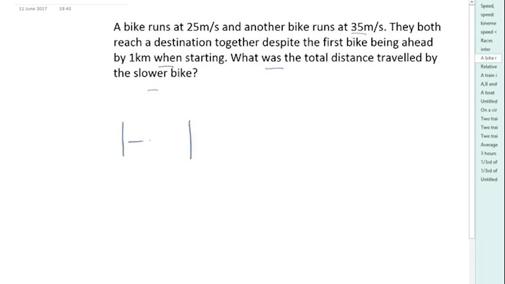So what we are saying is there is a distance of 1 kilometer between two bikes. Let's say B2 and B1. B1 travels at 35 meters per second, and B2 travels at 25 meters per second.